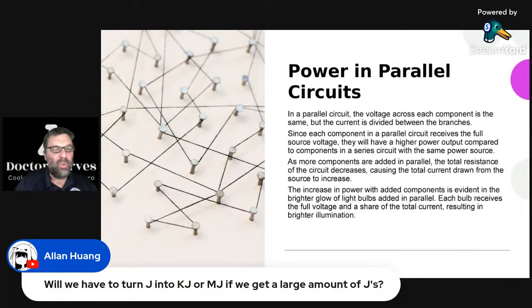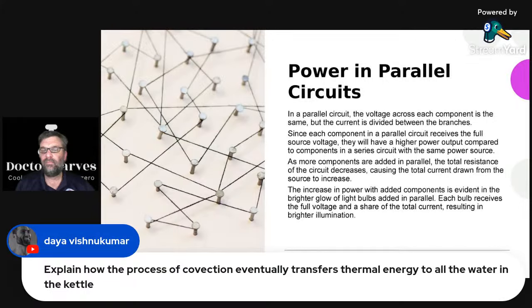Right, so will we have to turn kJ into joules or megajoules? Yes, you will have to, because the equations work around it being joules. So for kilojoules you have to multiply by 1,000, and for megajoules you have to multiply by 1,000,000. Okay, right. So don't worry.